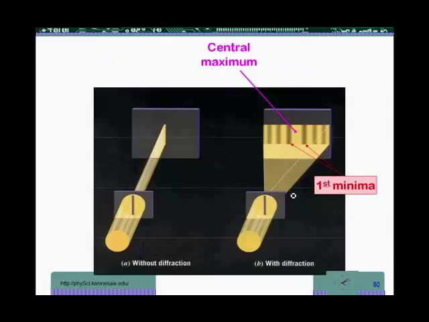Now, just to recapitulate, if there was no diffraction, no bending of light through the edges, then when we shine light on a slit, we should just get a shadow of that slit. Because of diffraction, because of the interference of the light due to both ends of the slit, we should be able to see fringes like this, where we have a maximum and then some dark fringes, or what we call minima. So some maxima and some minima.